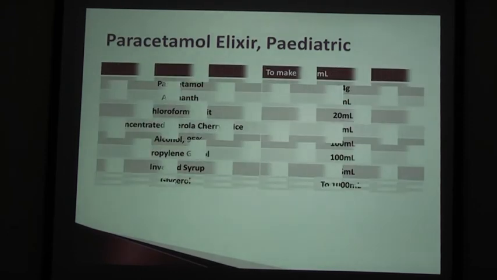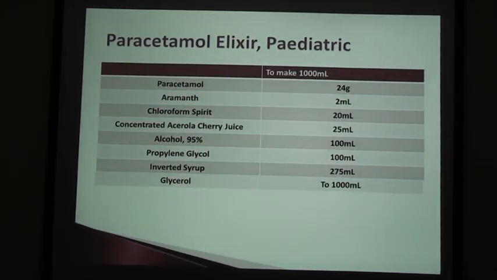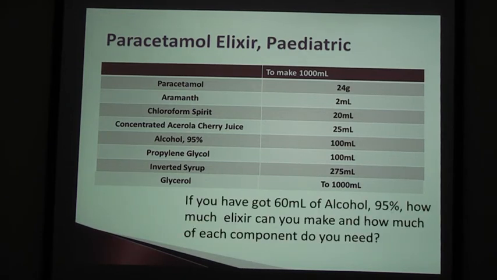Okay, another formula, Paracetamol Elixir Paediatric. This is what it takes to make that. The question could look like, if you've got 60 mils of alcohol, 95%, how much elixir can you make and how much of each component do you need? So in the formula, alcohol 95%, you've got 100 mils that's being used. We're now saying to you, you've only got 60 mils of that ingredient. So how much can you make?